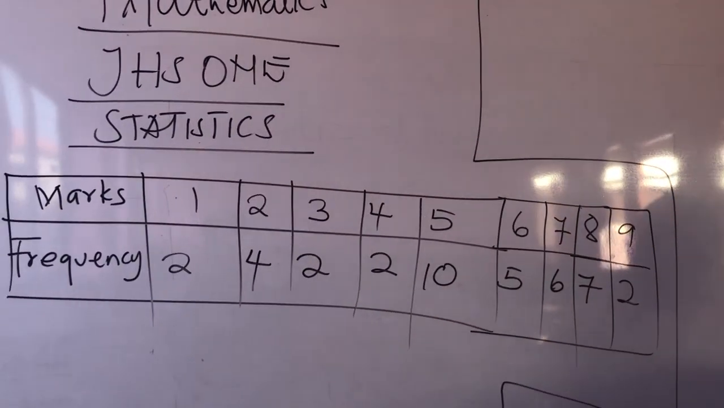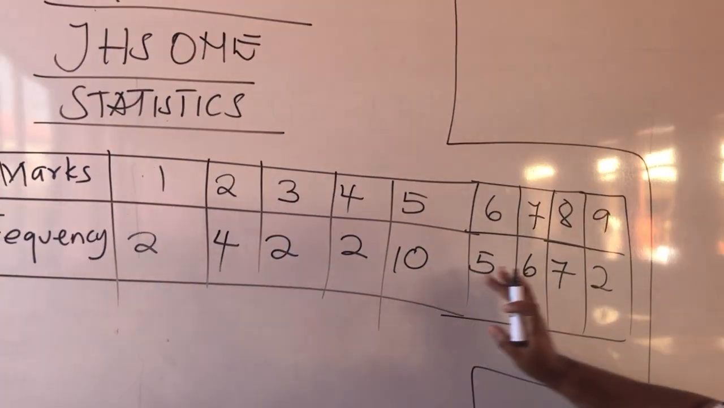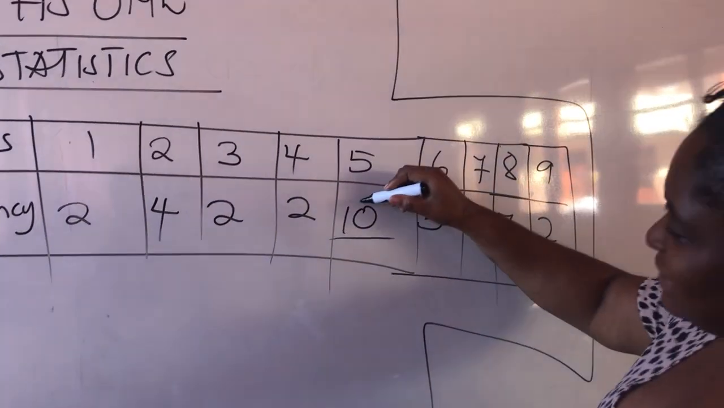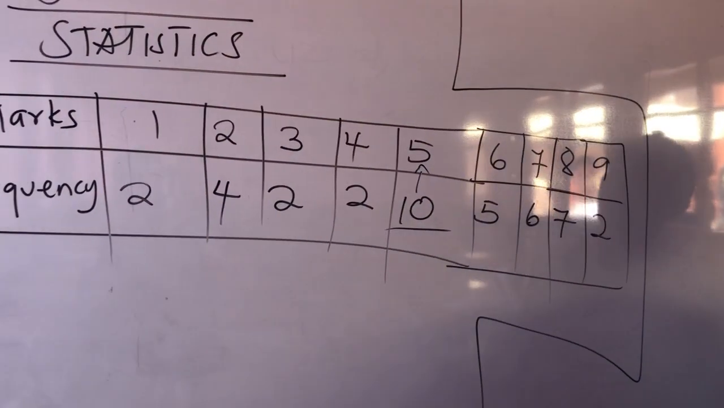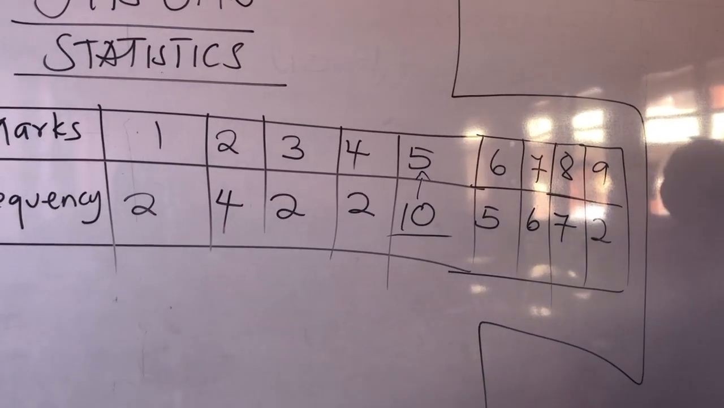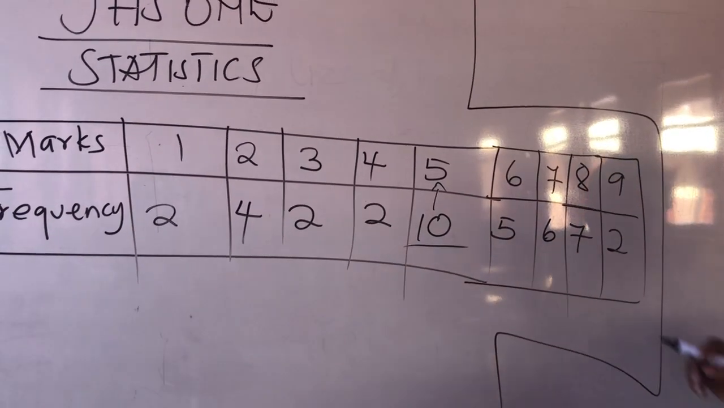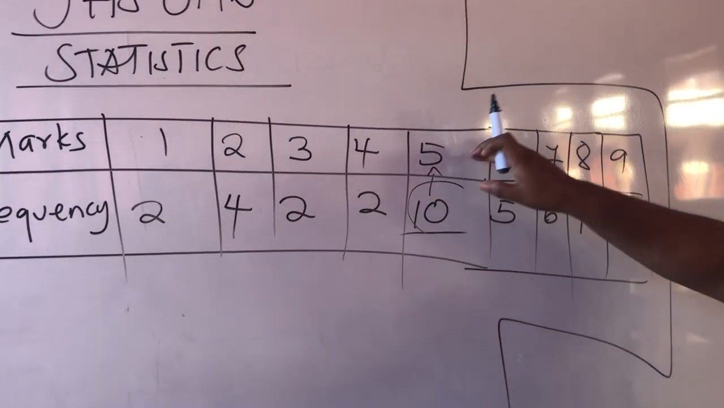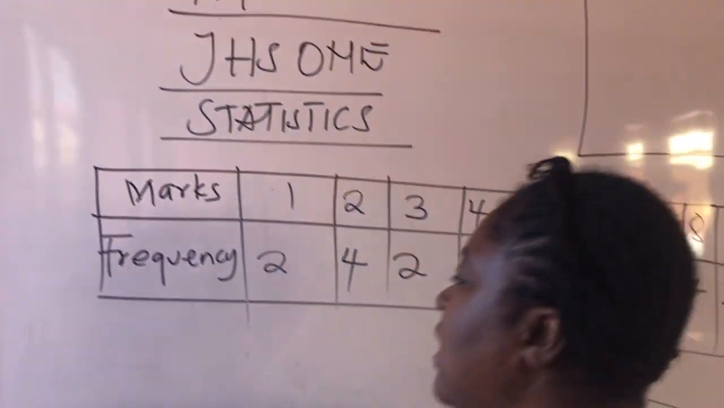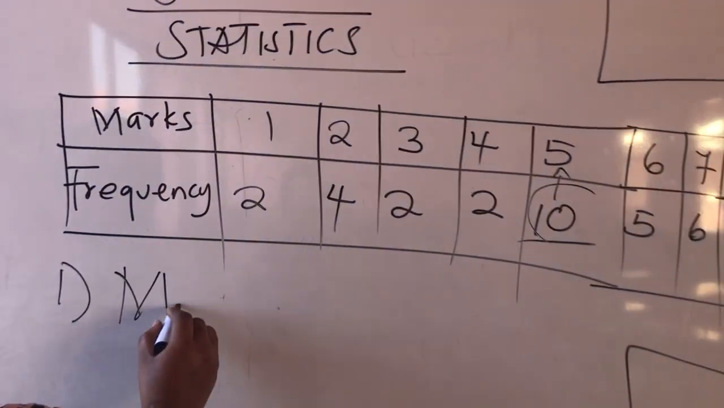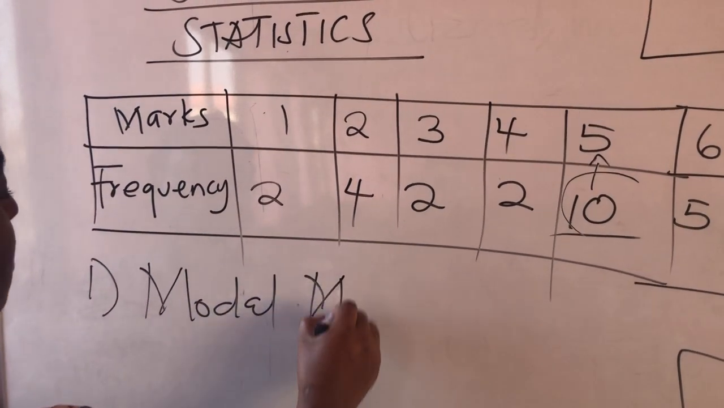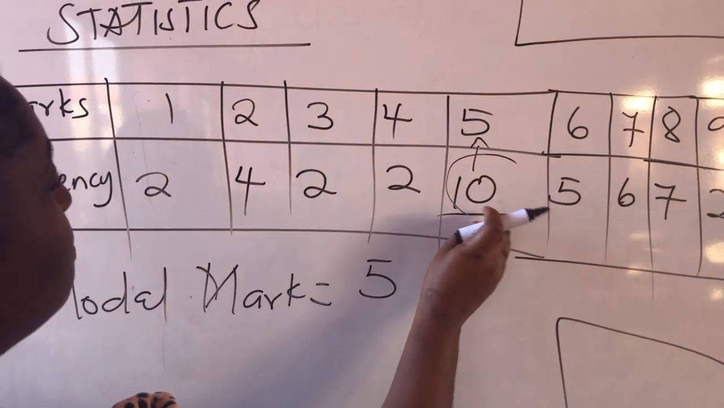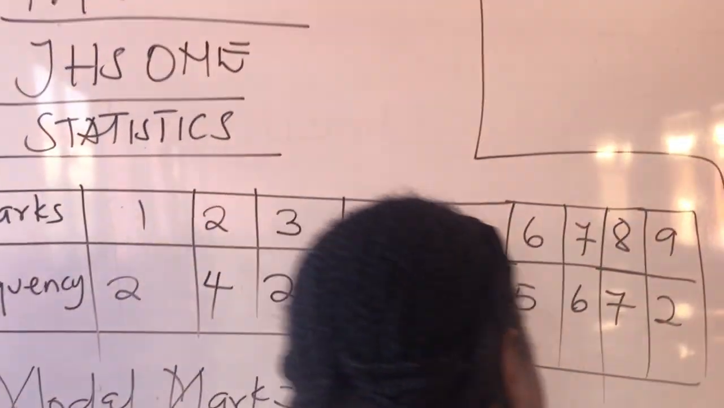So you look at the frequencies first. Which one is the highest? The highest is 10. Then you match it to the mark. So that means the modal mark is 5. The mistake some of you make, when they ask what is the modal mark, is to write the frequency, which is 10. It is wrong. The modal mark is the mark with the highest frequency. So the modal mark, or the mode, is equal to 5, because you can see that 5 has the highest frequency.